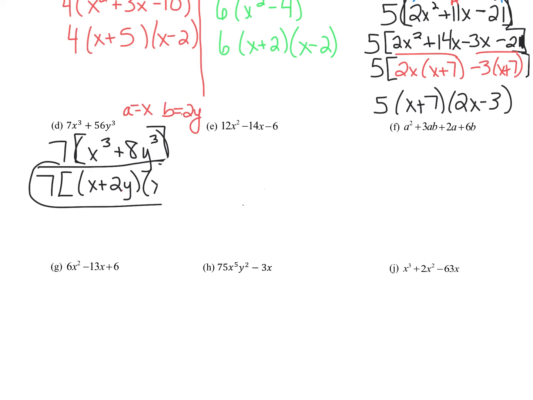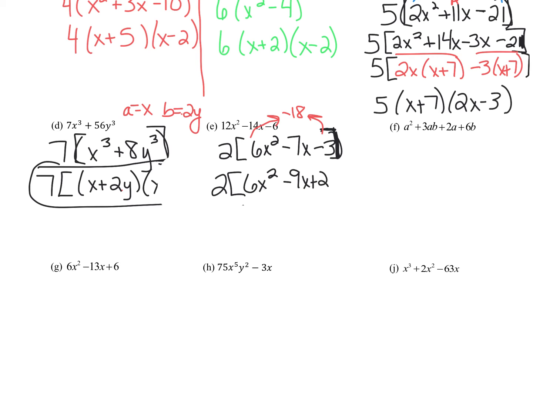Okay, next one. GCF is 2, so I'm going to take out a 2. And I have 6x squared minus 7x minus 3. Bracket. So here we have a is greater than 1. So this is very similar to letter C. So I want numbers that add up to negative 7 and multiply to negative 18. So those numbers are going to be negative 9 and positive 2. So here I just split the middle to negative 9x plus 2x.